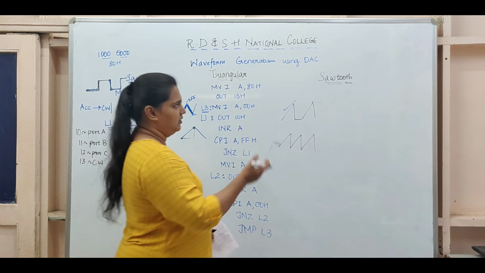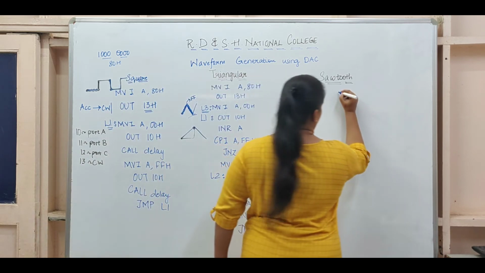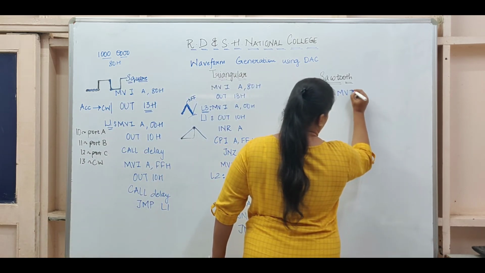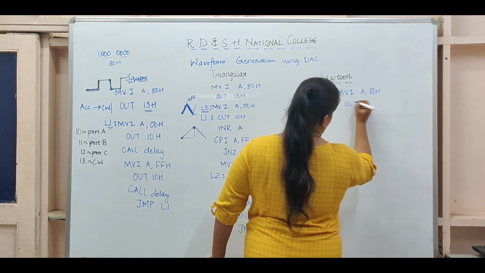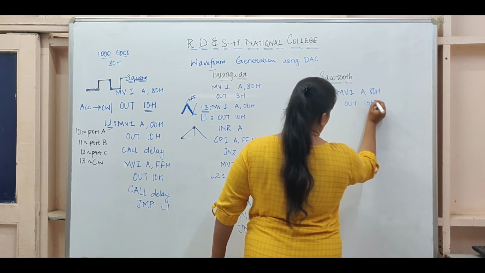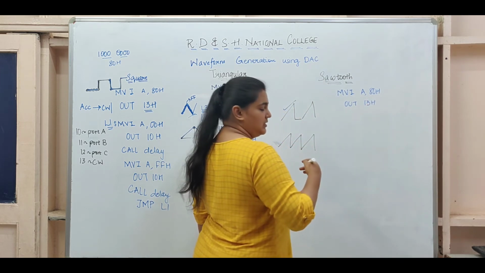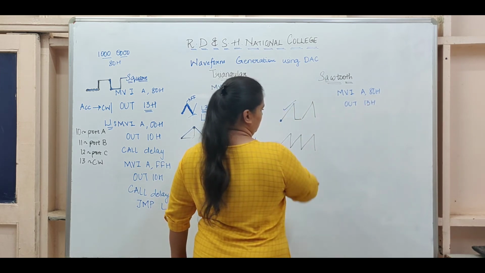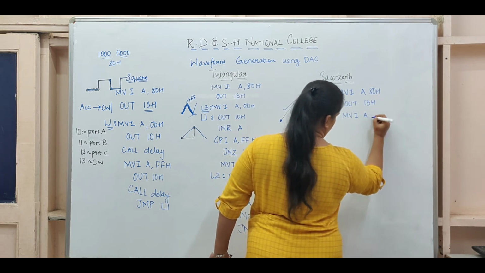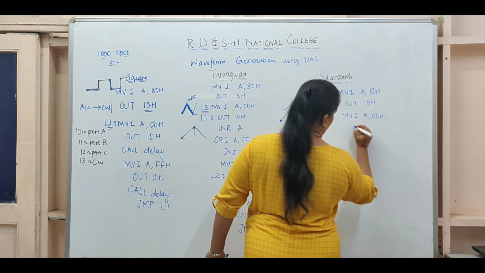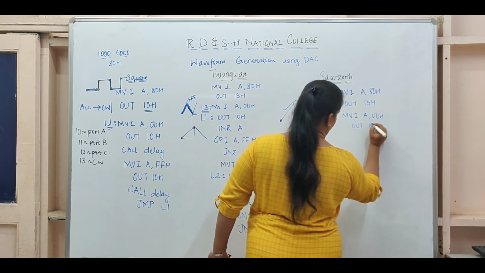Now let's start our program. Again same thing, you will put 80 in accumulator. From accumulator we will send it to control word. After this, again I am starting with 00. So I will give MVI A 00H. Move it to port A.